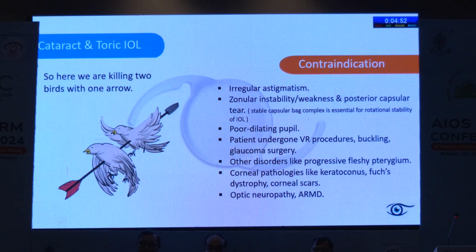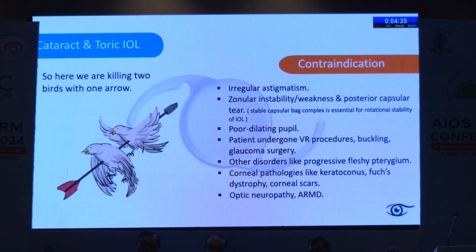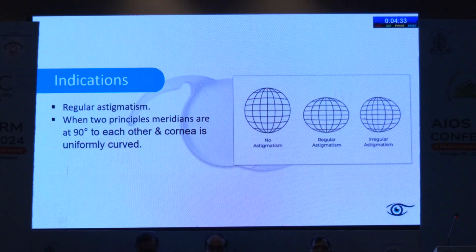And now the other contraindications, the keratoconus, Fuchs dystrophy, corneal scars. Also, we need to give some time to the patient and see him on the slit lamp for a while to rule out dry eyes, any ocular surface disorders, and other meibomian gland disorders too. So the indication is regular astigmatism where two principal meridians are 90 degrees to each other and the cornea is uniform.